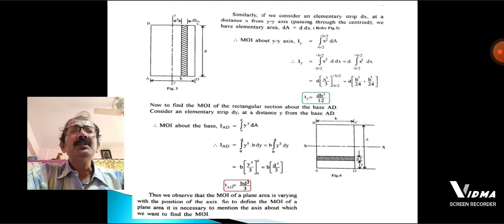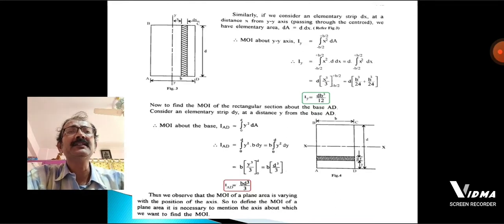So we observe that the moment of inertia of a plane area varies with the position of the axis. To define the moment of inertia of a plane area, it is necessary to mention the axis about which we want to find the moment of inertia.